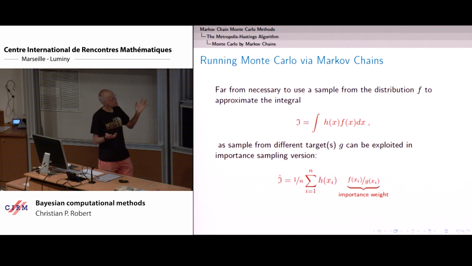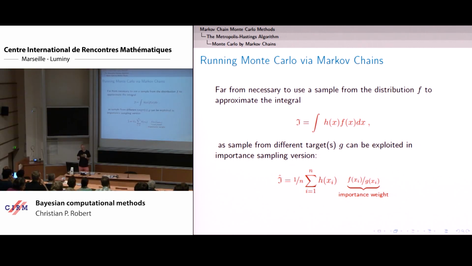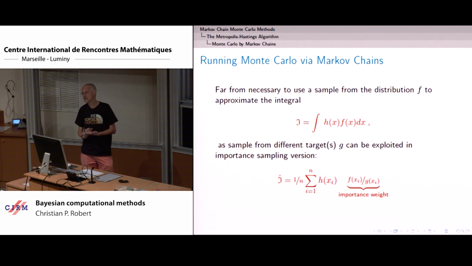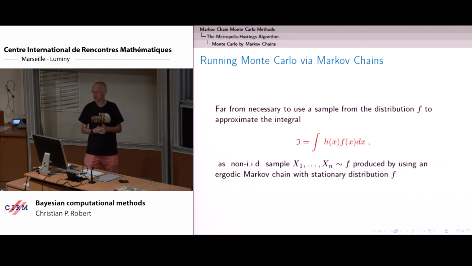And so an illustration of that is importance sampling, that having a sample, IID or not independent sample from g, g being an arbitrary density, is enough to provide an approximation to the same integral if you introduce the importance weights. And actually it's not only a convenience for approximating I without simulating from f, but in some cases, there are g's that do better than simulating from f. So actually, it's even better than simulating from f directly. Well, here I want to talk about using Markov chains.